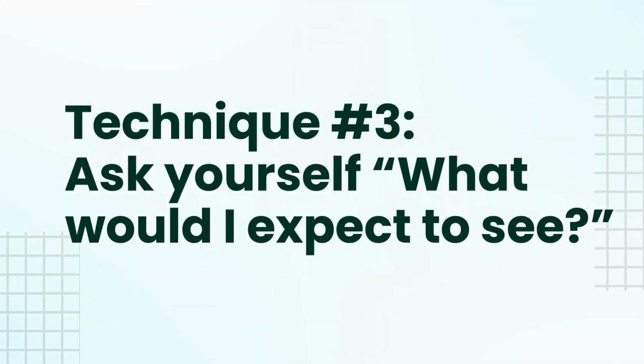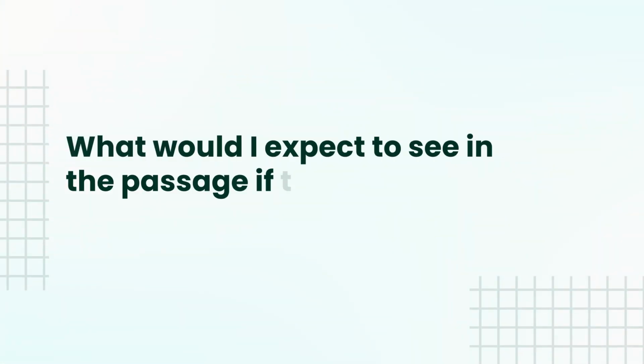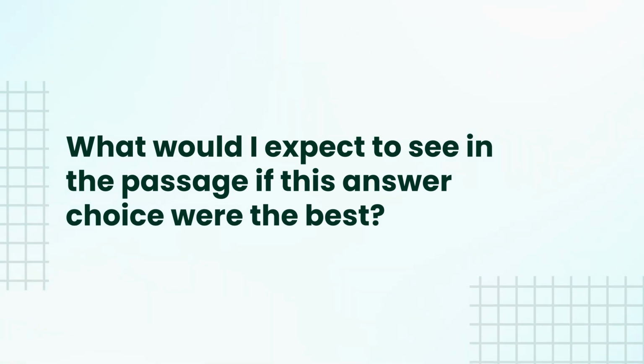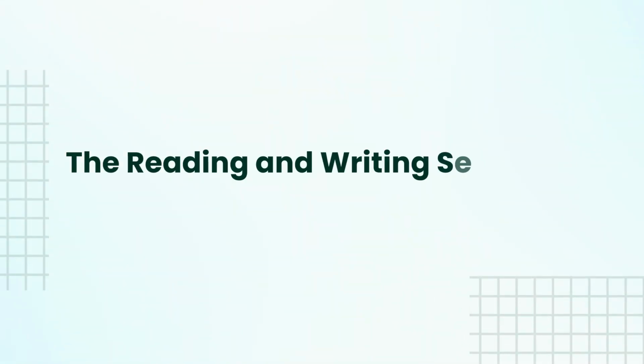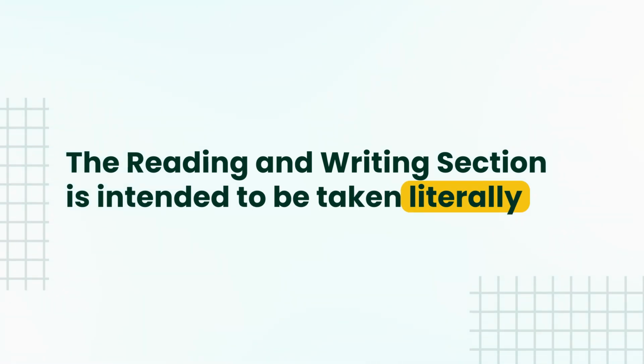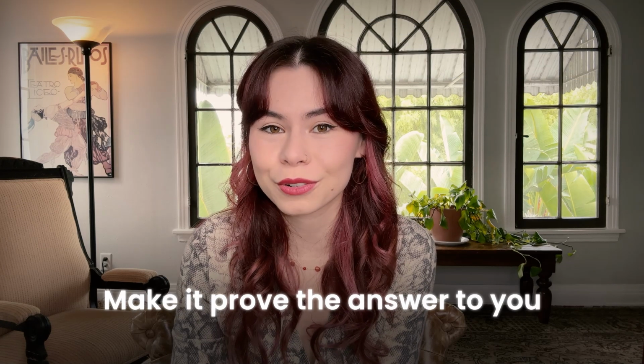Always ask yourself, what would I expect to see? Every time you're looking for evidence in a passage, I want you to ask yourself this. What would I expect to see in the passage if this answer choice were the best? For example, if a certain answer choice mentions multiple experiments, then you need to make sure that in the passage you see more than one experiment. If there aren't multiple experiments mentioned in that passage, then the answer choice that mentions multiple experiments is not the correct answer. The biggest thing to understand is that the reading and writing section is intended to be taken literally. So make it prove the answer to you.